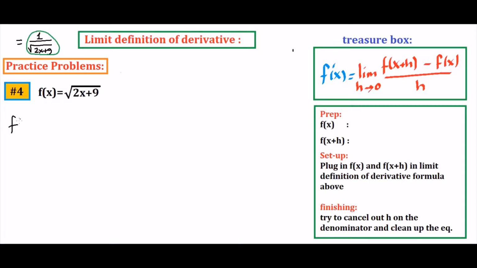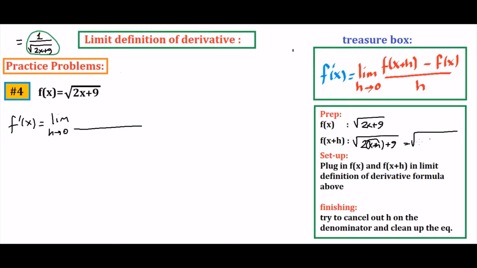Okay, so f prime of x is equal to the limit as h approaches 0 of (f of x + h minus f of x) over h. So we need to write f of x, which is the square root of 2x + 9, and f of x + h is the square root of 2(x + h) + 9. In the original function, wherever we see x, we substitute it with x + h. Now we can distribute 2 inside, so we get 2x + 2h + 9.